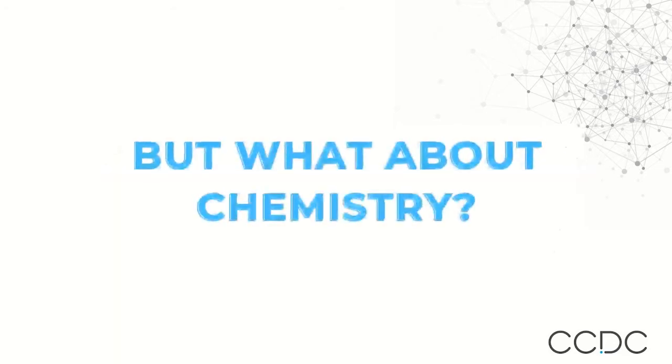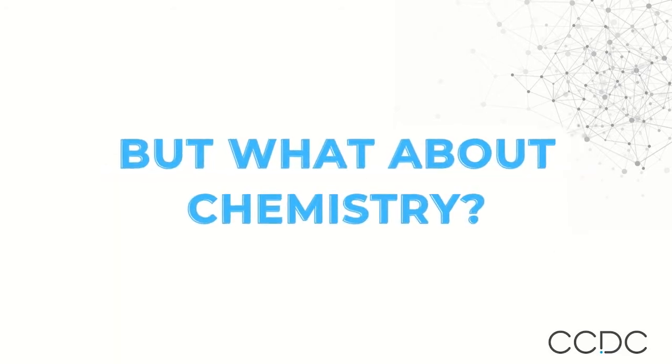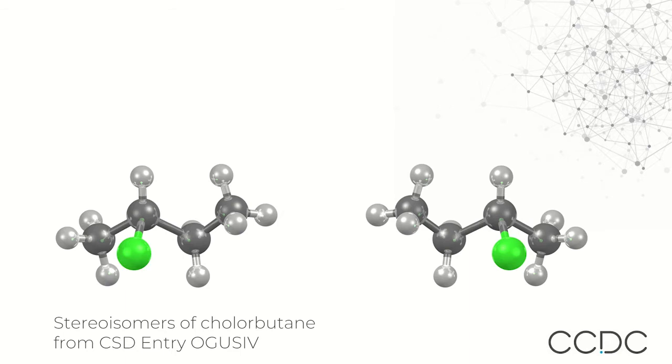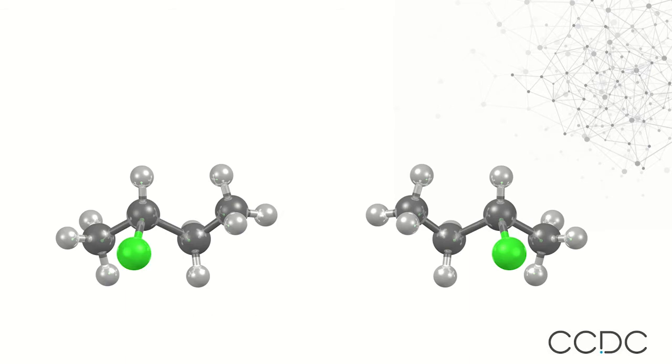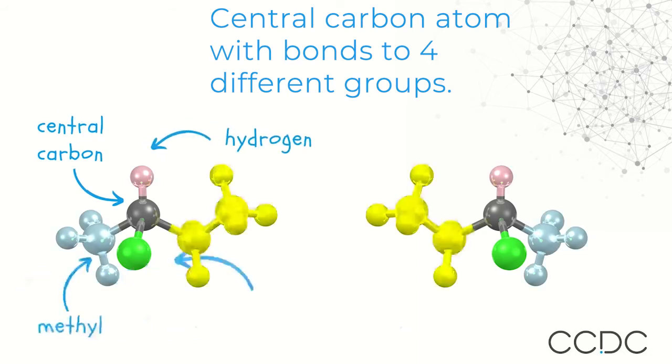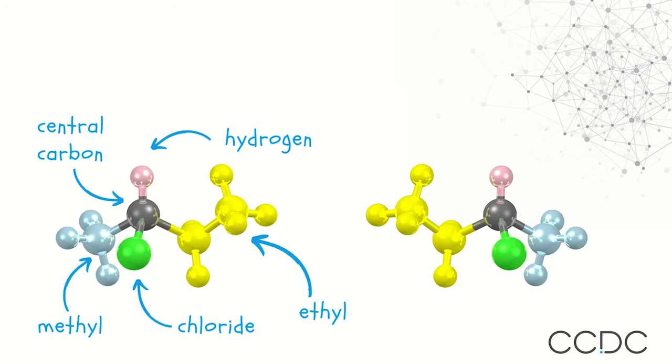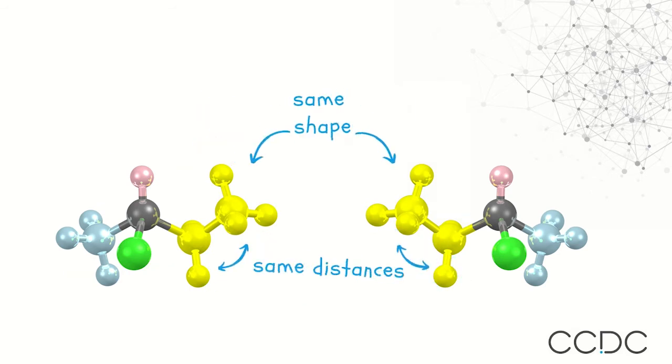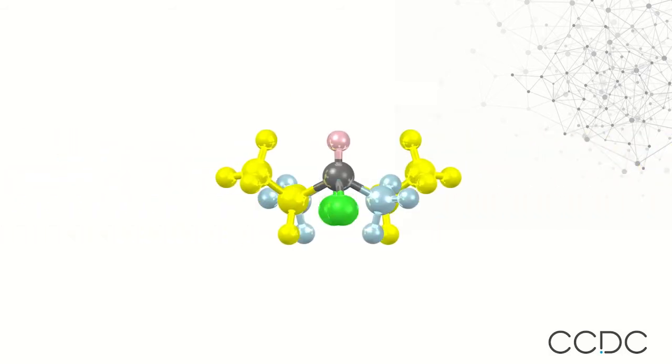But how does all this apply to chemistry? Take a look at the 2 molecules you see here. Each one has a central carbon atom bound to 4 different groups: a hydrogen, a methyl, ethyl, and a chloride. Just by looking at what they're made of and which bonds they form, they appear to be the same. However, if we try to overlay the 2 molecules by rotating and translating them as we wish, we'll see that no matter how hard we try to move them, we can never perfectly superimpose them.